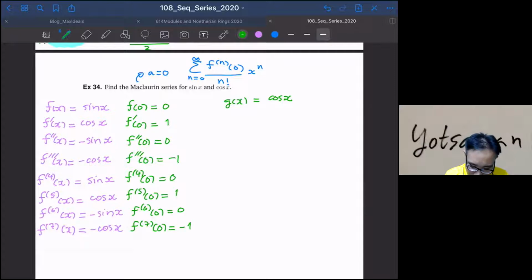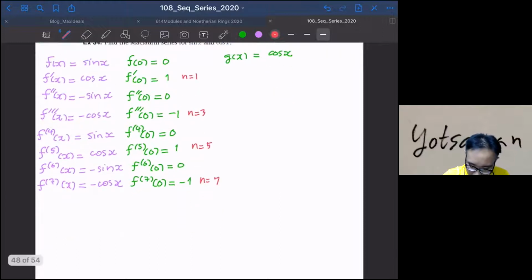Okay, so for the odd terms, when n equals 1, let me write in another color. So this one is going to be n equals 1, n equals 3, n equals 5, n equals 7. So this one will be 1, 3, 5, and 7, and the sign will turn out to alternate.